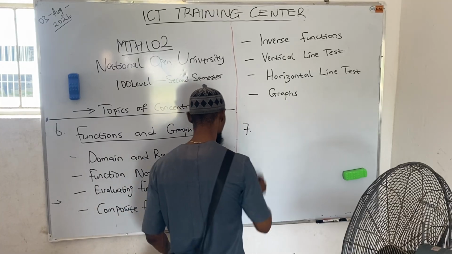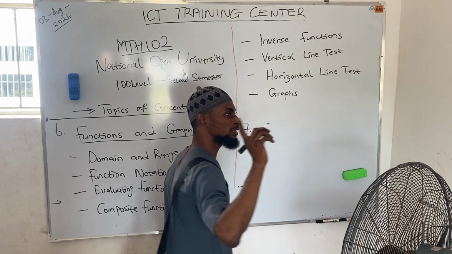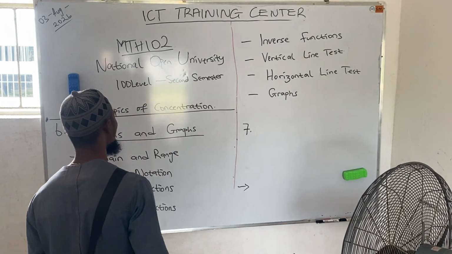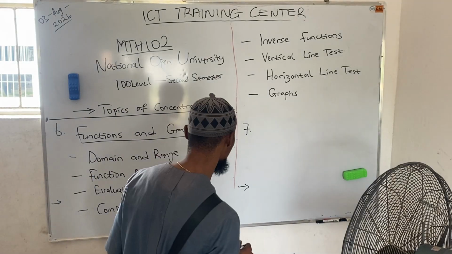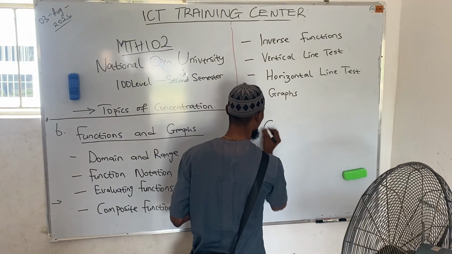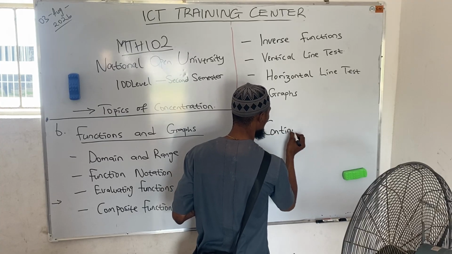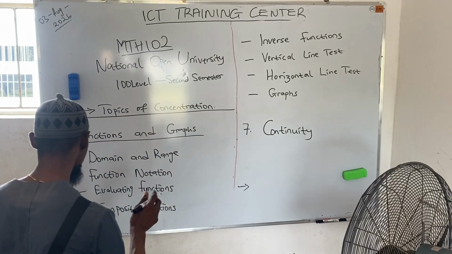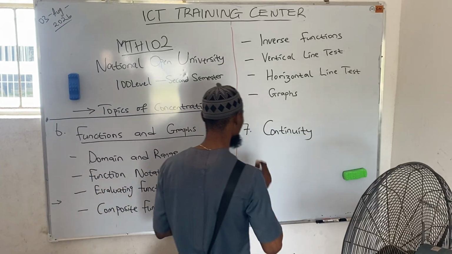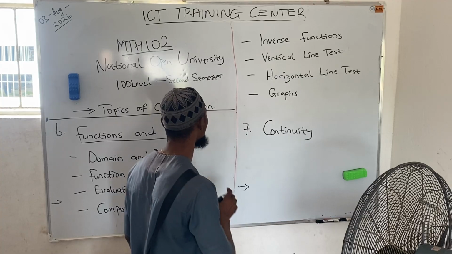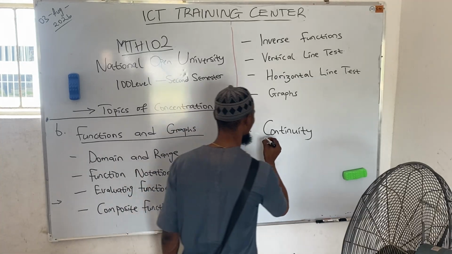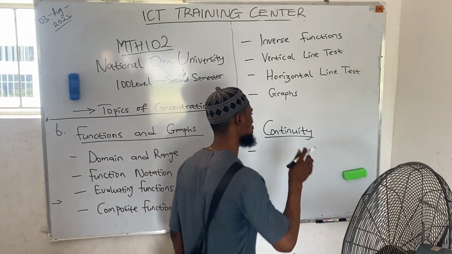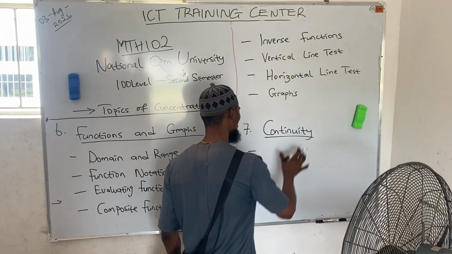So we're going to continue with the seventh one, which will be the last topic under this Math 102 topics of concentration, okay? The last one here is continuity. This is spelled continuity, okay? That is the last topic we want to list underneath the Math 102 topics of concentration. So let's go to the subtopics that are under continuity.